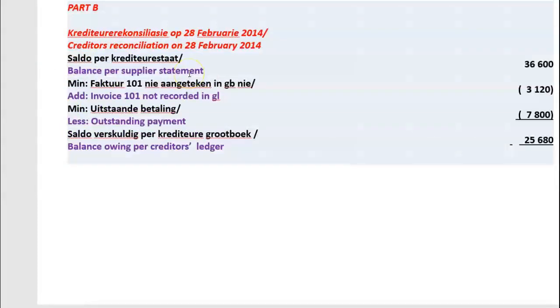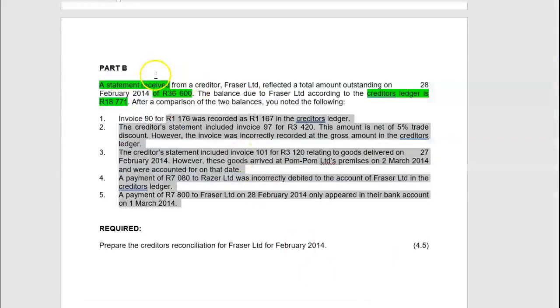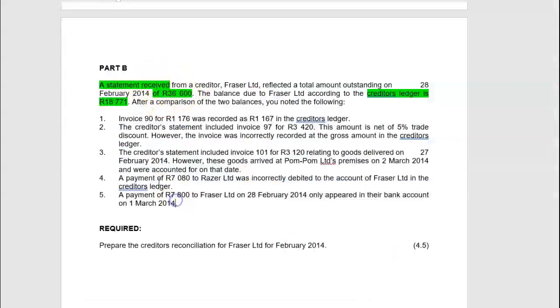I don't care with which one of the two you start, as long as you understand what you're doing. So if it starts with a supplier statement balance, you could have now already put into your reconciliation the balance of the creditor statement of 36,600, the one that I gave you there. Let's look at the reconciling differences. Invoice 90 for 1176 was recorded as 1167 in the creditor's ledger.